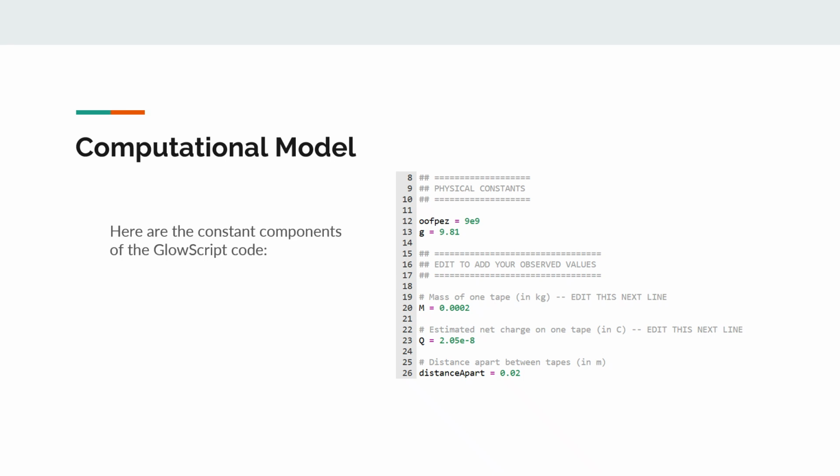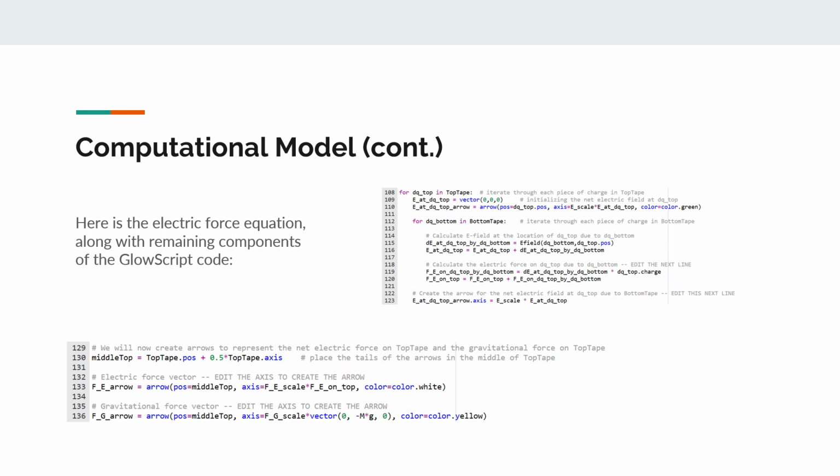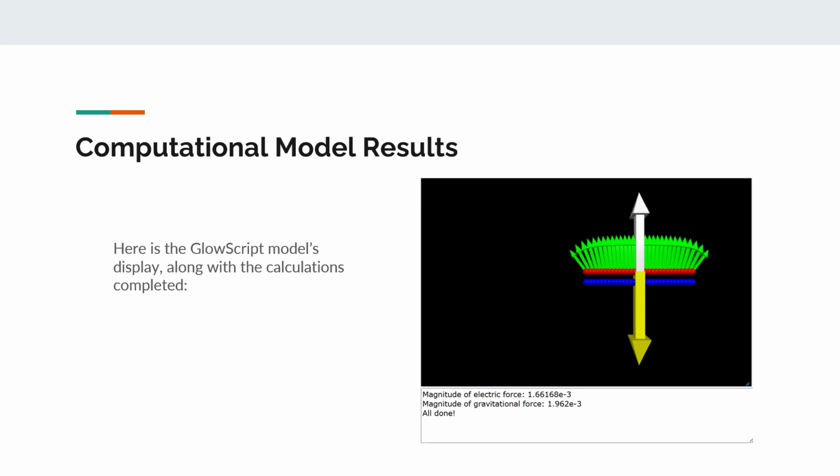Here are the constant components used in the GlowScript code. Here is the electric field equation along with the tape components of the GlowScript code. The electric field equation came from the equation used in our Lab 1 procedure. Here is the electric force equation along with some remaining components of the GlowScript code. And finally, here is the GlowScript model's display along with the completed calculations.